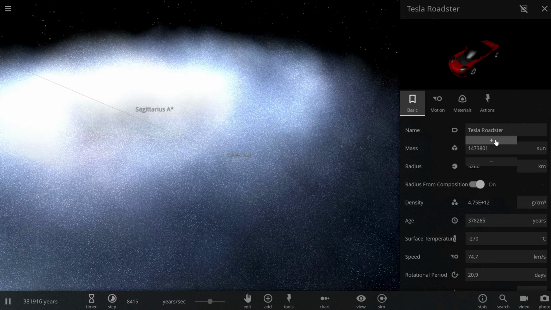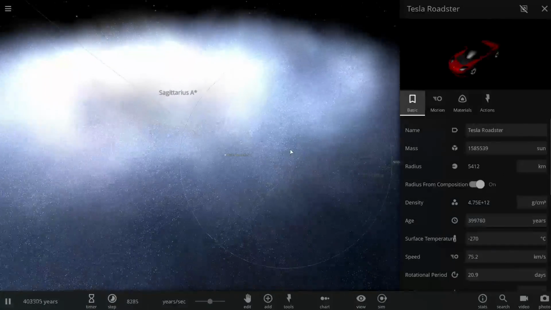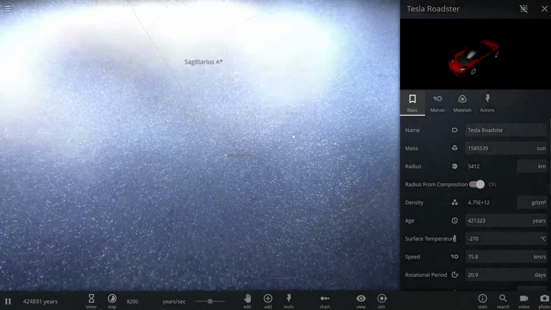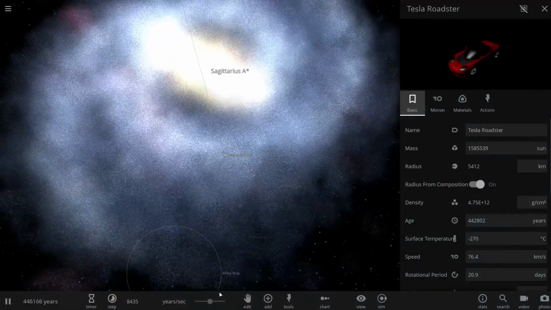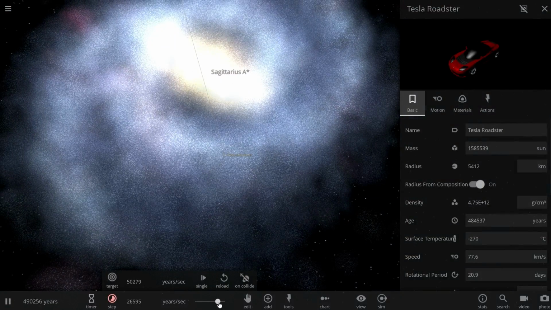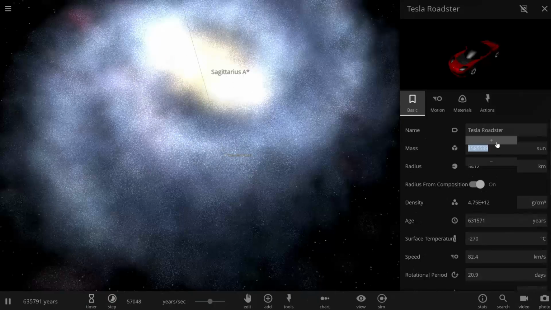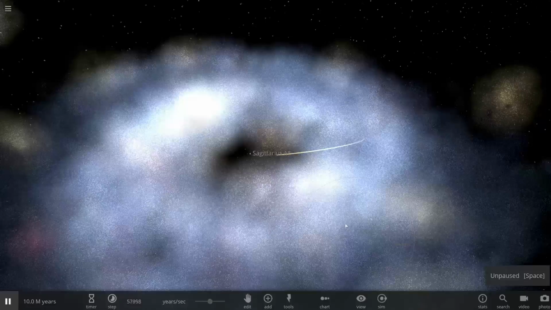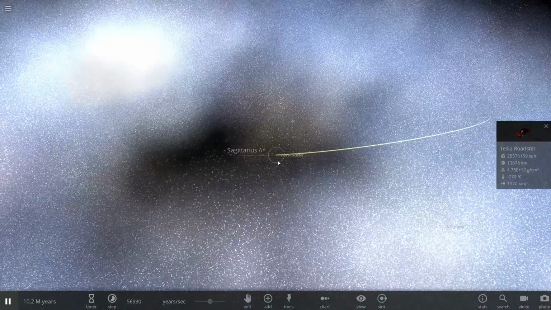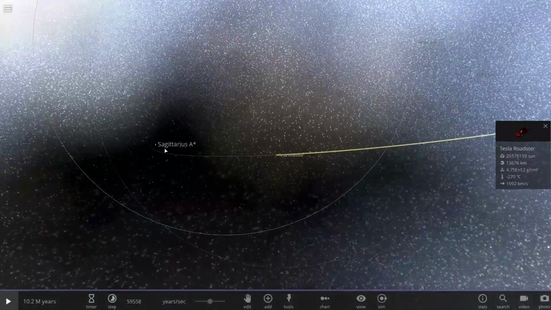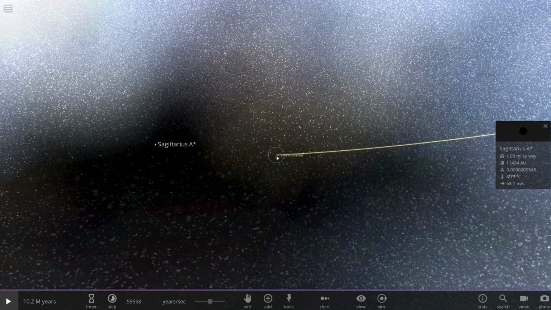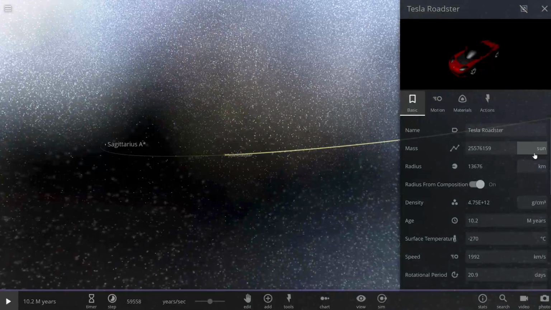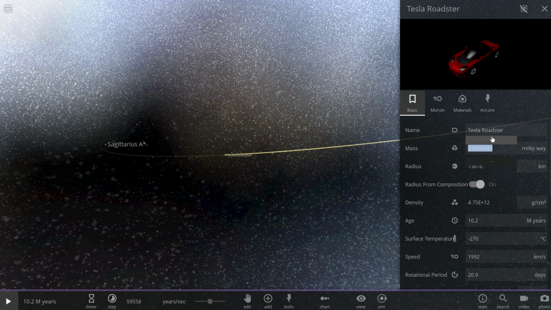And as this happens, you'll notice that, first of all, Sagittarius A is going to start moving toward us, and second of all, the other stars will start basically kind of moving around Tesla Roadster as well. And well, looks like even though I've increased the Tesla Roadster's mass to like ridiculous amounts, it still hasn't really done what I wanted it to do. Oh, maybe that's because it doesn't have the mass of the Milky Way yet. Let's do this. Yeah, there we go.